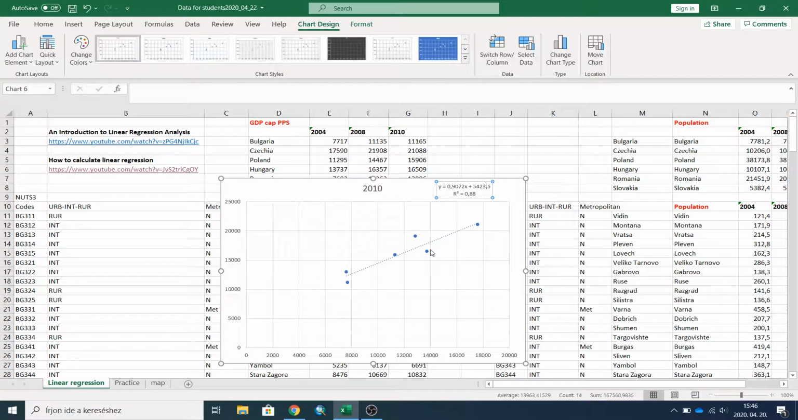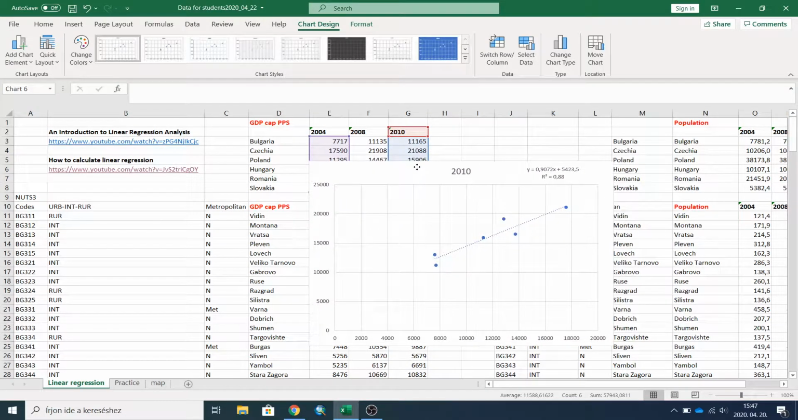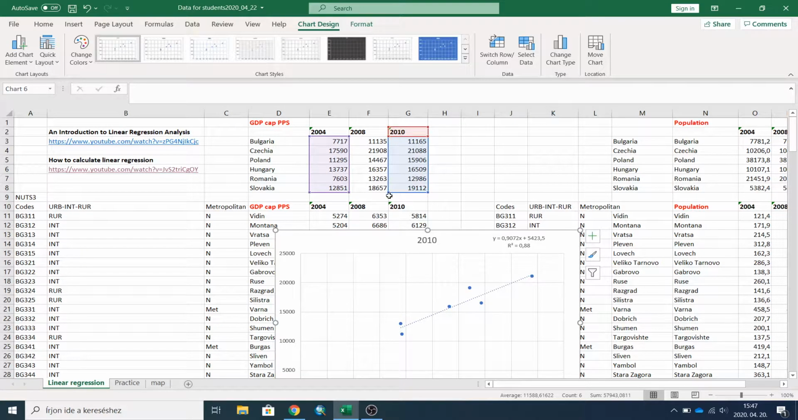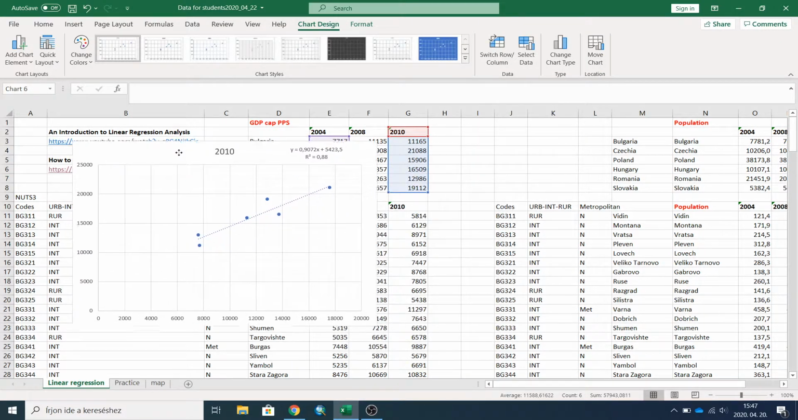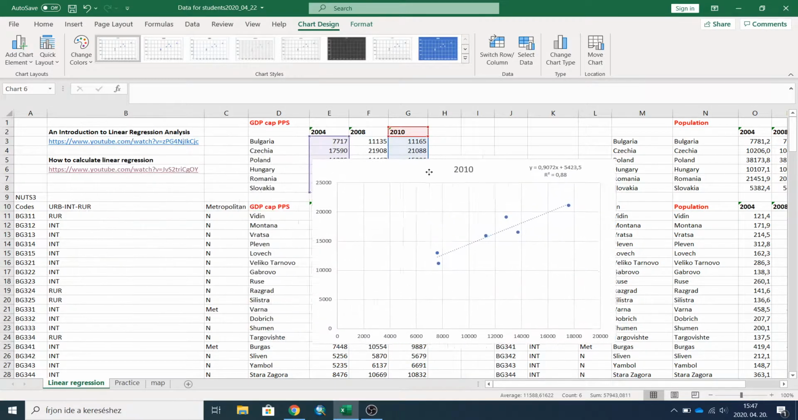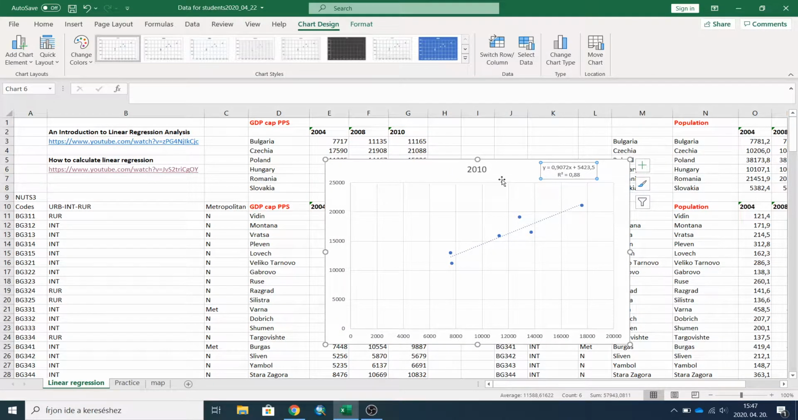The R-square value means that the earlier variables almost 90% determine the 2010 values. So the earlier GDP per capita differences more than 85% determine the later data. This is a very high level.